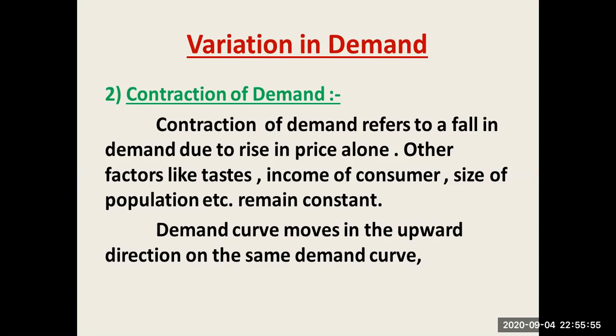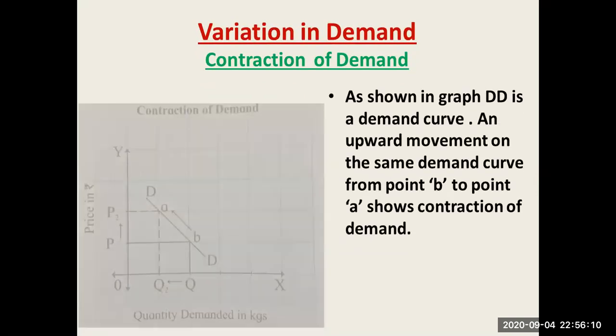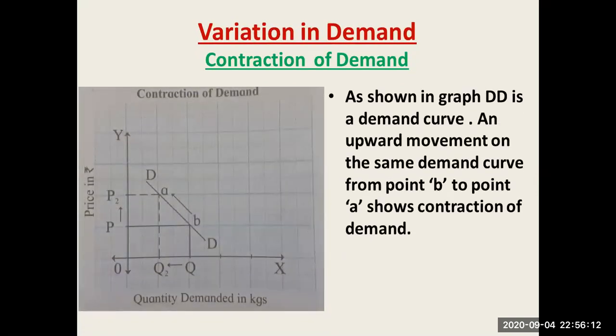All these things we have discussed come under the variation in demand. There are two types of variation in demand: expansion of demand and contraction of demand. The next point is related to the graphical representation. We just discussed the graph related to the contraction of demand. The demand curve slope is always downward from left to right.